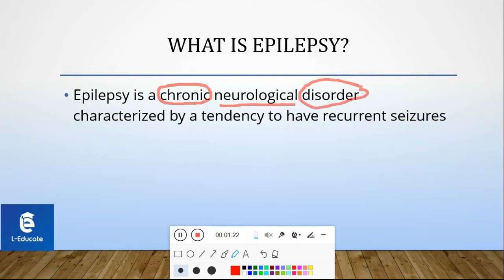So, an epilepsy is a disorder of the brain that is going on for a long time, and it is usually characterized by a tendency to have seizures. A brain problem that is going on for a long time and which manifests as having recurrent unprovoked convulsions. When this happens, we say that the person has an epilepsy.